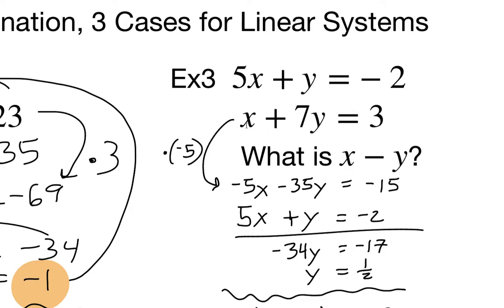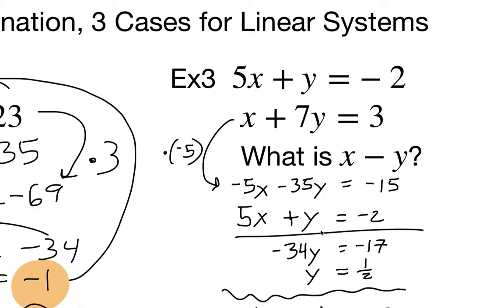You could eliminate y or x kind of equally here, but I'm just going to choose x. If I'm going to eliminate them, I have a positive 5x, and I would need a negative 5x. So I'm going to multiply the bottom equation by negative 5. Multiplying the bottom equation by negative 5, you get negative 5x plus negative 35y is equal to negative 15.